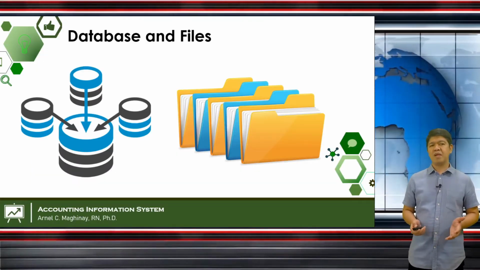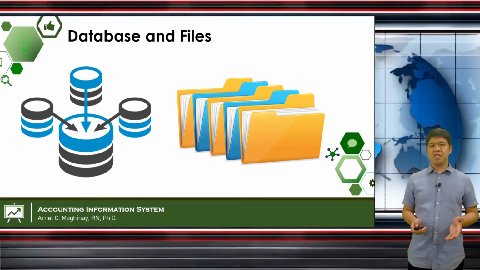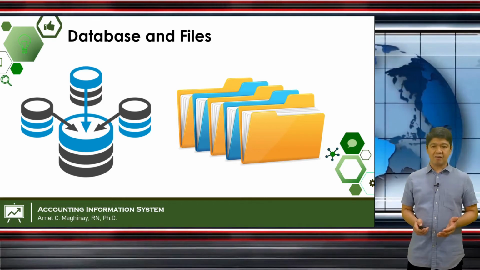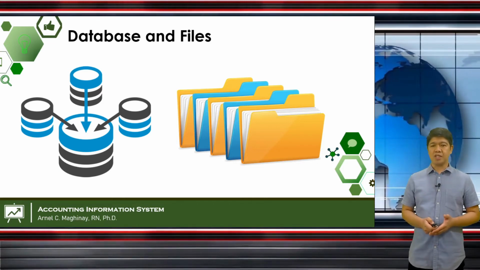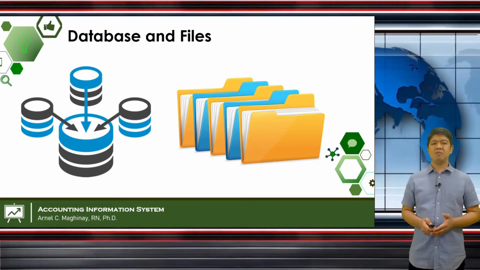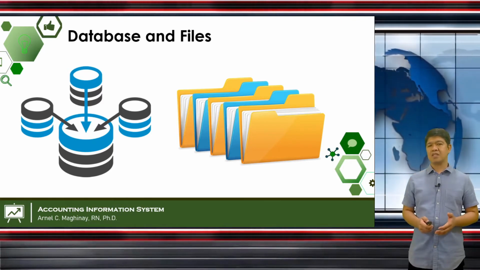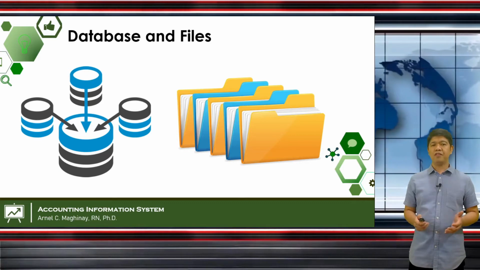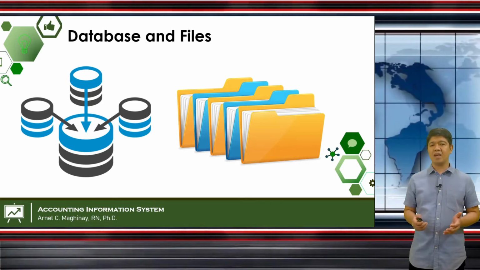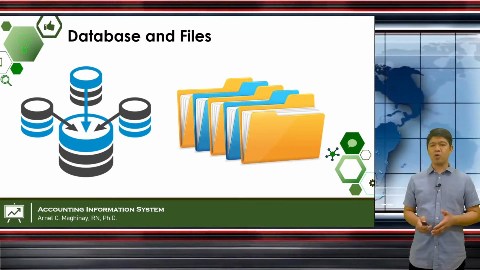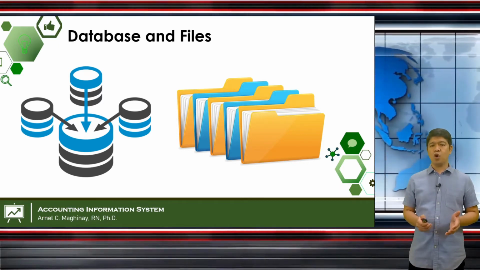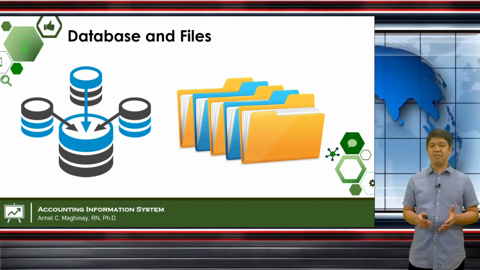Let's go to database and files. To appreciate the power of databases, it is important to understand how data are stored in the computer systems. Information about the attributes of a customer, such as name and address, are stored in fields. All the fields containing data about one entity form a record. A set of related records, such as all customer records, forms a file.